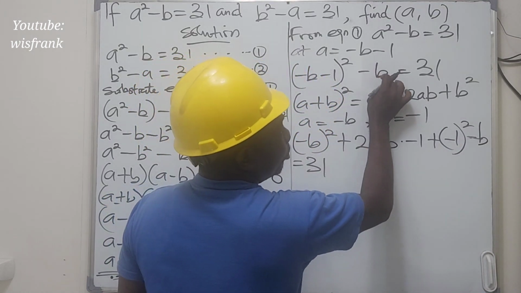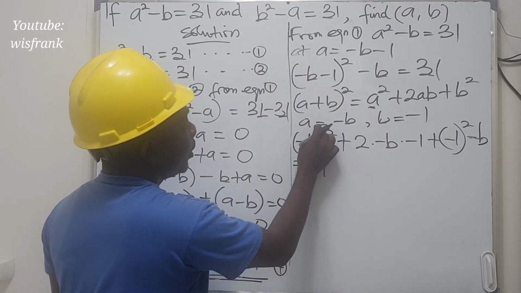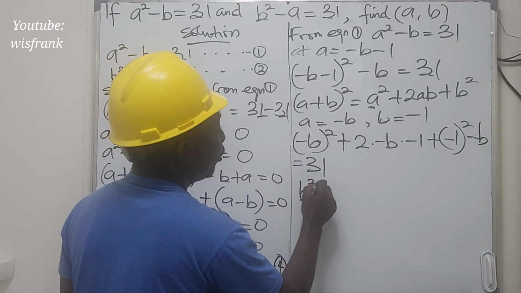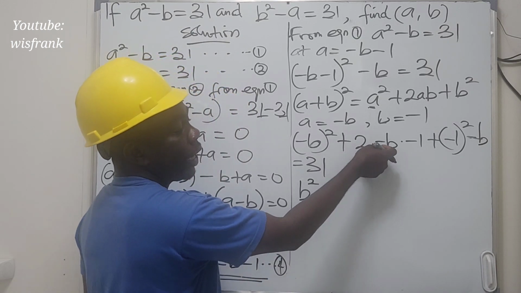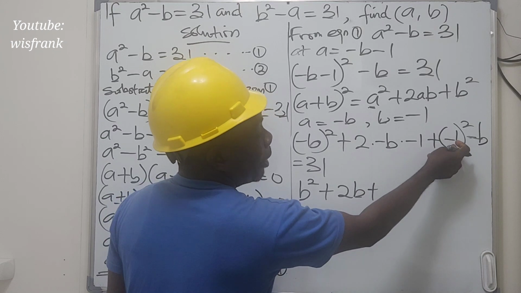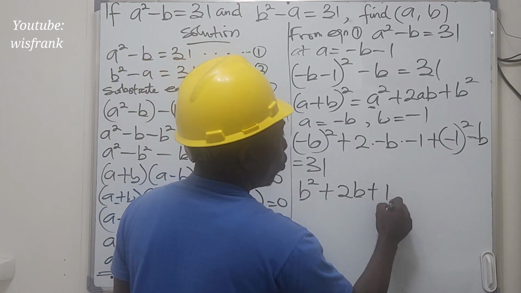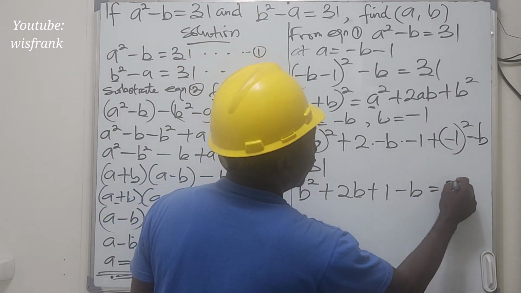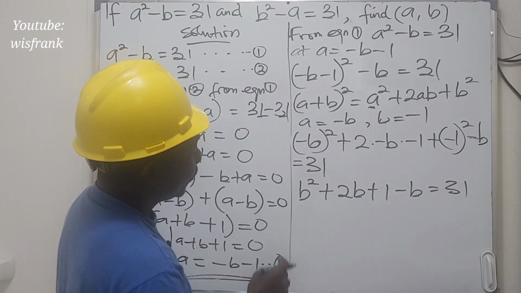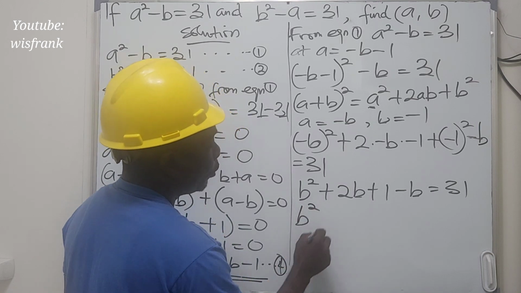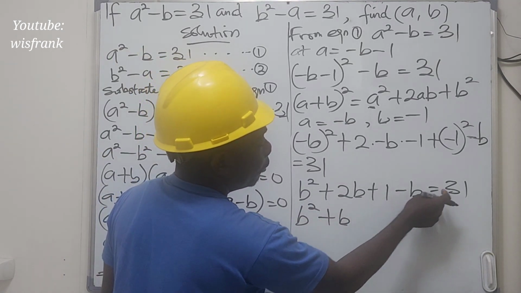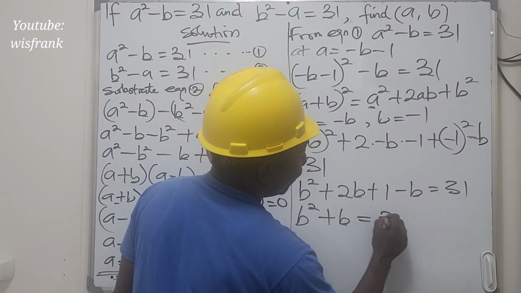We have to bring down minus b equals to 31 down here. So this will become minus b to the power of 2 gives us b to the power of 2, plus we have 2 times minus b times minus 1 will give us 2b. Then we have plus minus 1 to the power of 2 give us 1. Then we have minus b equals to 31. We need to bring down that. So here will become b to the power of 2. This becomes 2b minus b will give us plus b. So we have here will be equals to 31.